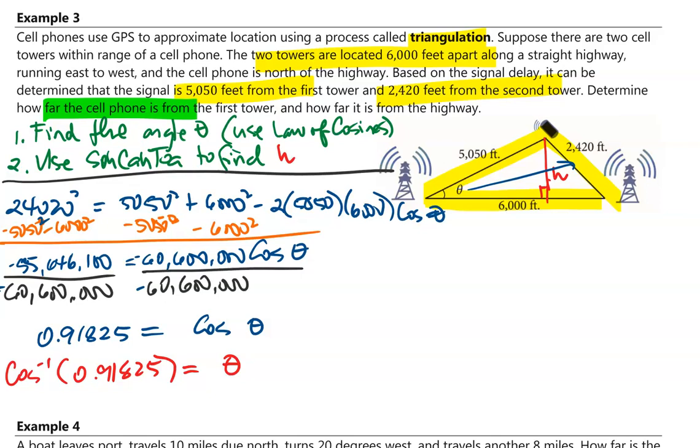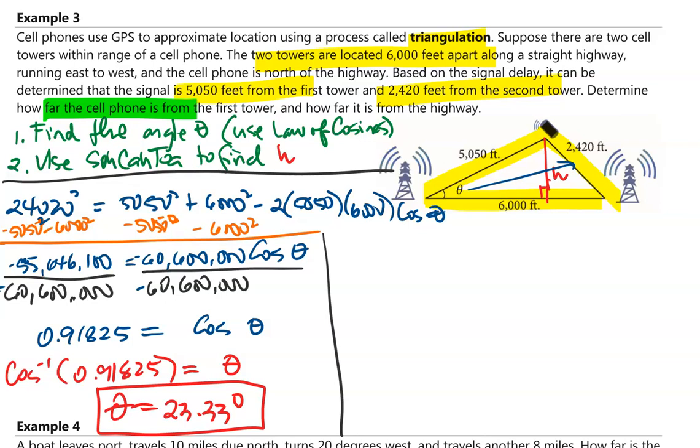To isolate theta, use your calculator and you will get 23.33 degrees. Then to solve for the height, we have now this triangle here. This is what we want to solve, the height, and we already solved for theta here, which is 23.33 degrees, and we know this hypotenuse is 5050 feet.